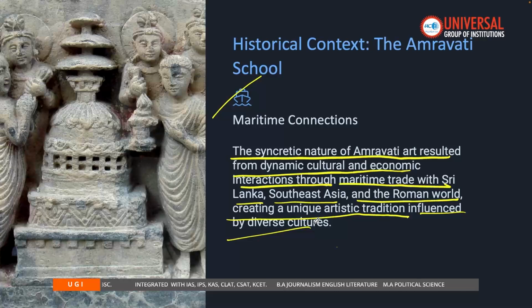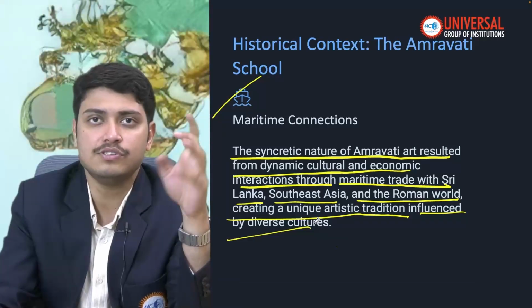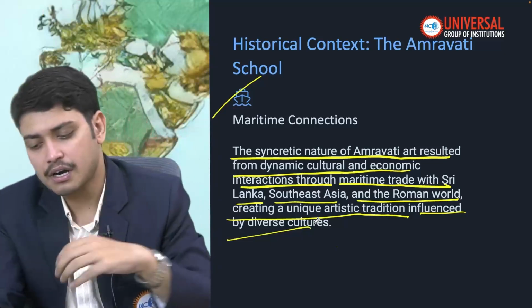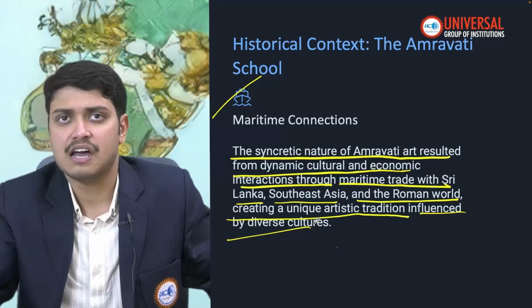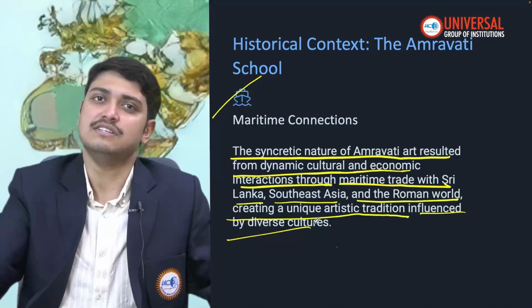On one hand, Sri Lanka, which is located in the southern part of India. On the other hand, we have Hellenistic influence, Greco-Roman influence, which is a separate civilization altogether. All these influences made Amaravati School of Art very, very peculiar and interesting.